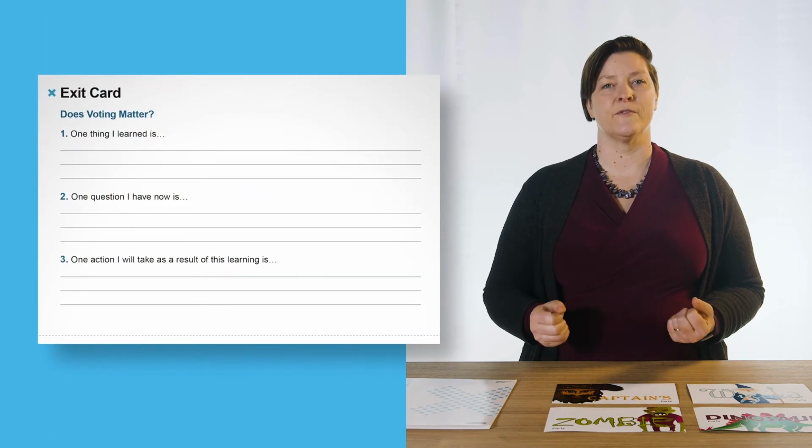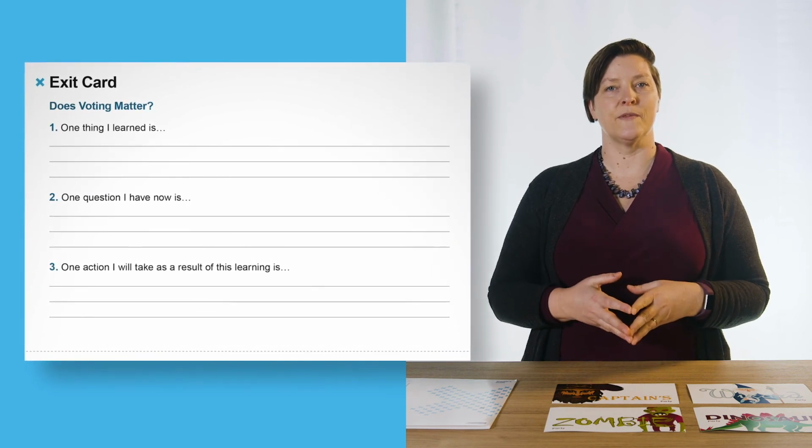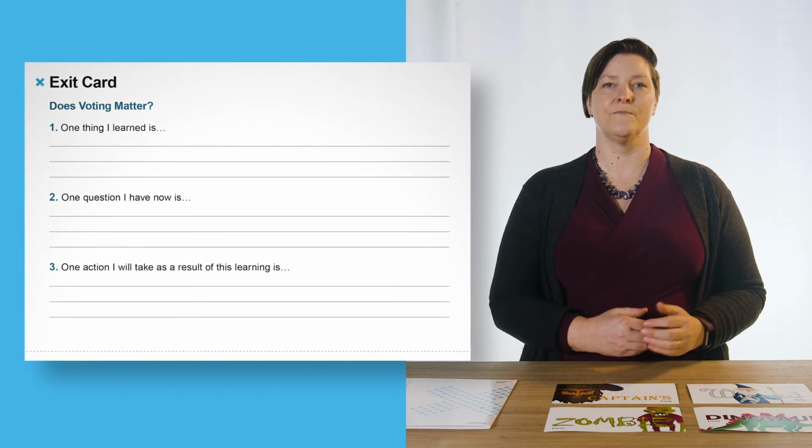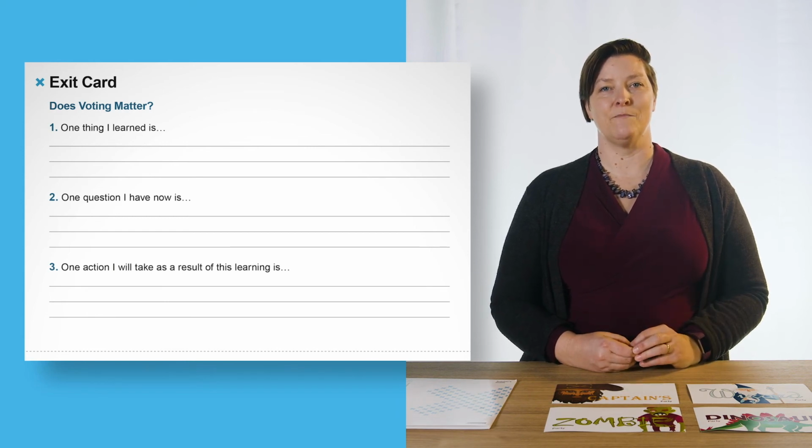Like many of our resources, this one ends with an exit card. Invite students to reflect on the prompts and write their responses on the card. You should be able to see from their responses what they have learned about the impact of voting. I love that we're also inviting them to ask questions and take actions. Their participation in our elections and democracy can start anytime, whether they're old enough to vote or not.